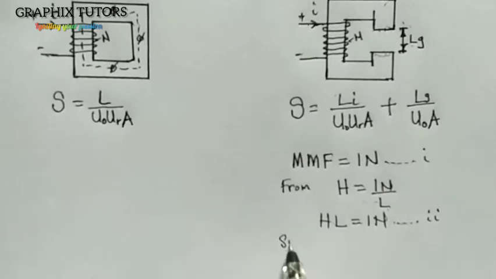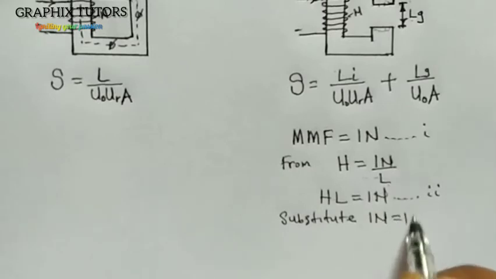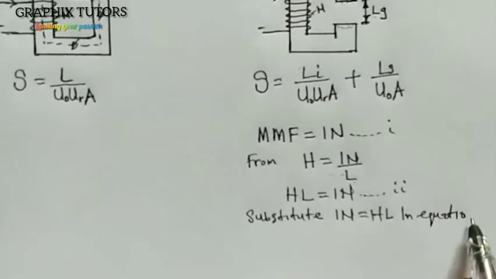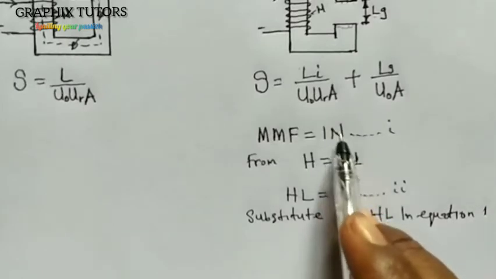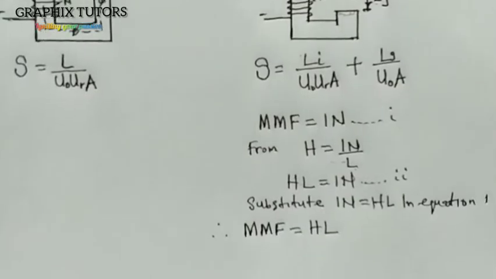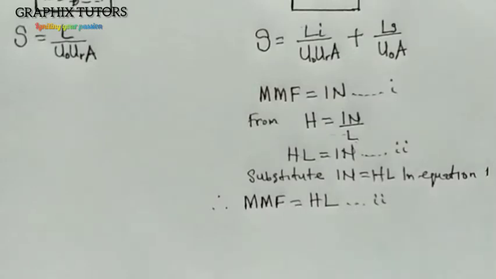So I'll write that substitute IN equals HL in equation 1. If I put it here, therefore my MMF will now give me HL, right? Now also, I'll call this equation 3 just to recognize them.